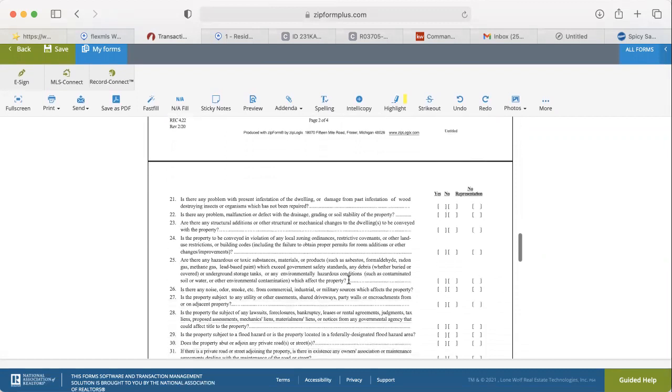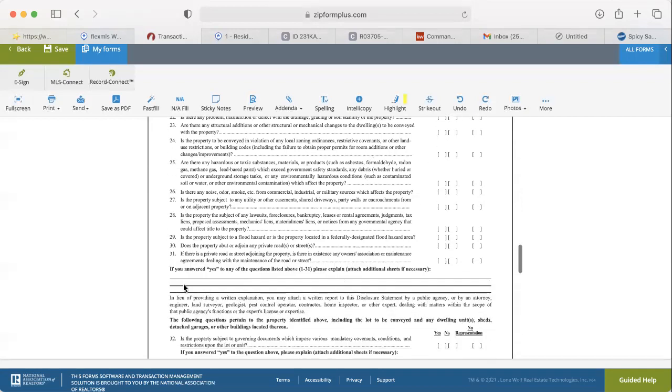On page 2, it picks up with any infestation of bugs, any drainage problems, any structural or mechanical changes. Again, they can check no representation all the way down. If they know there's something wrong and they want the buyer to know it, they would check yes. And then down here under number 31, it says, if you answered yes to any of the questions listed above, please explain, and you can attach additional sheets if necessary.